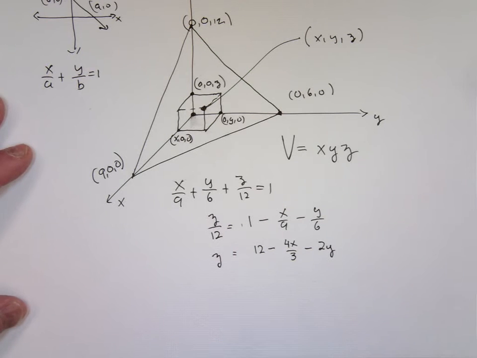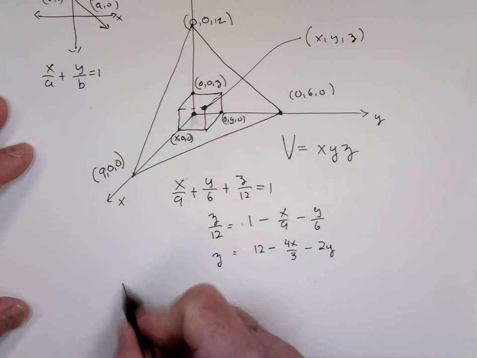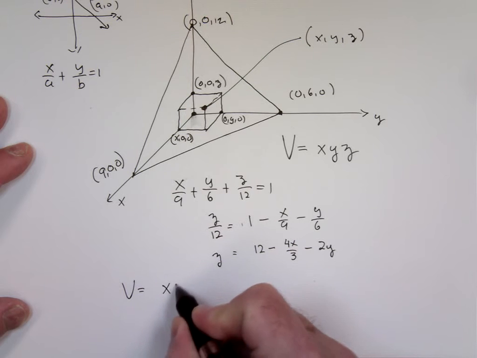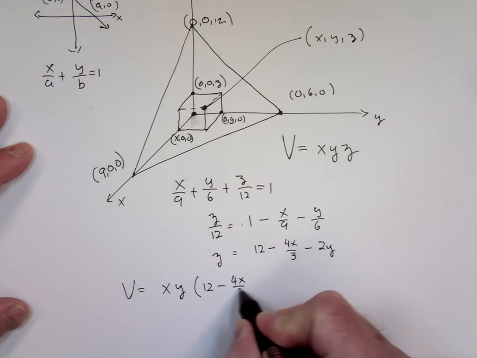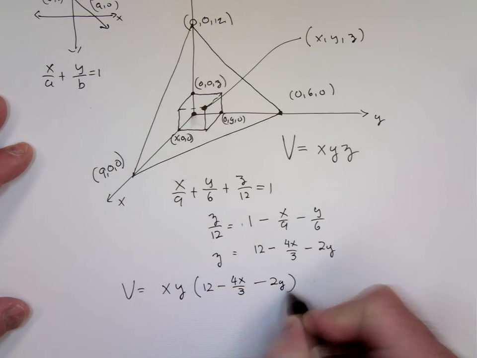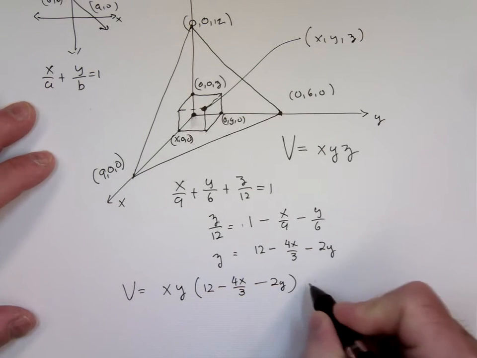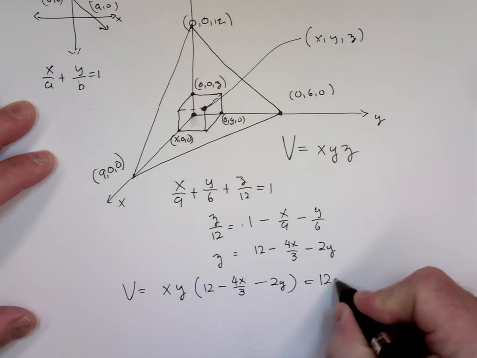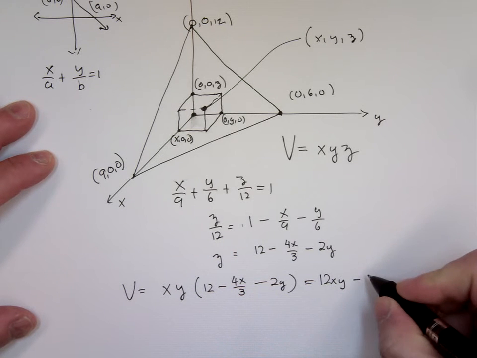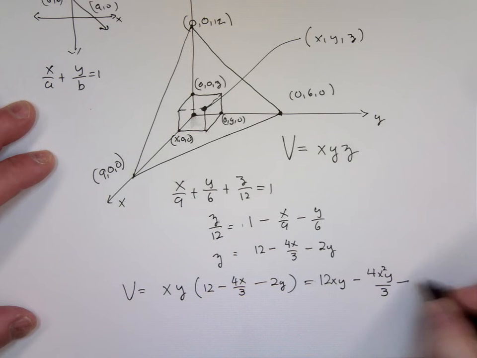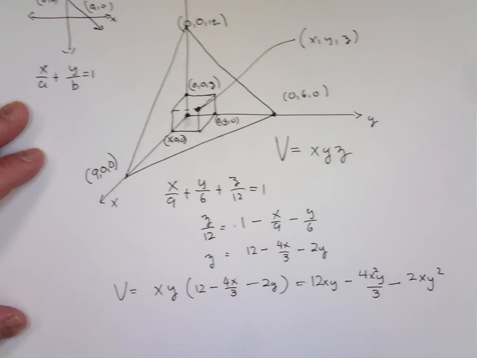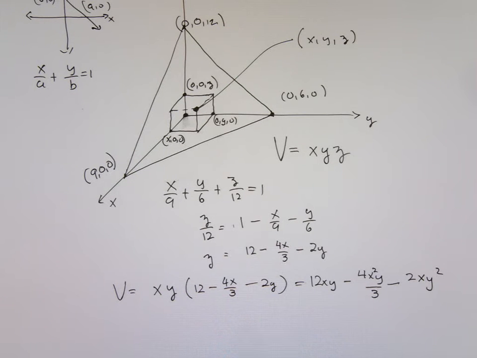So V is equal to the volume we wish to maximize, xy times (12 minus 4x over 3 minus 2y). And I'm going to multiply it through. So we get 12xy minus 4x squared y over 3 minus 2xy squared. That's the quantity to be maximized. Now, any thoughts on this before I continue?